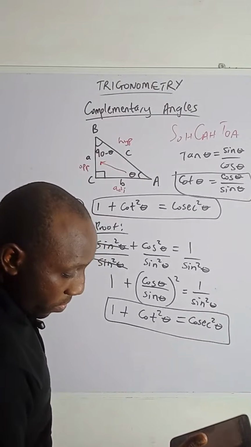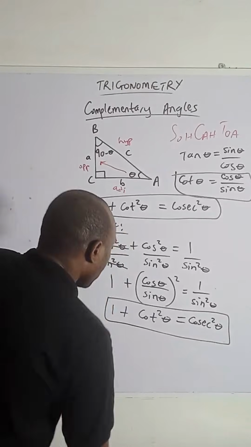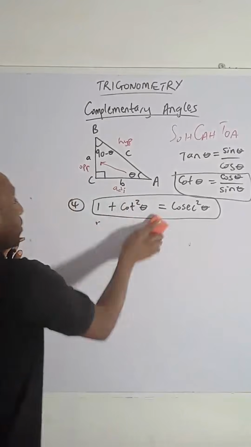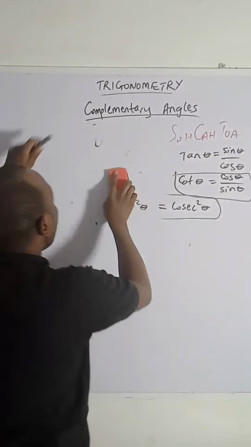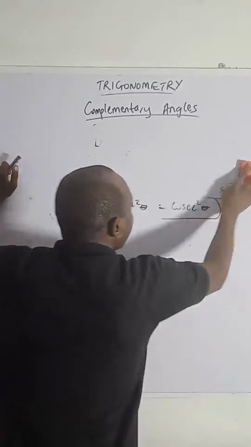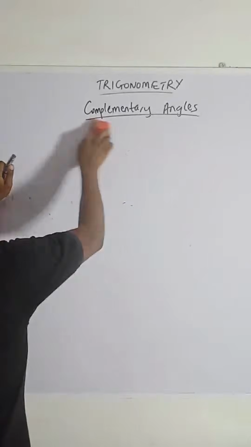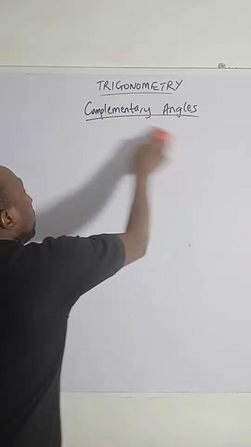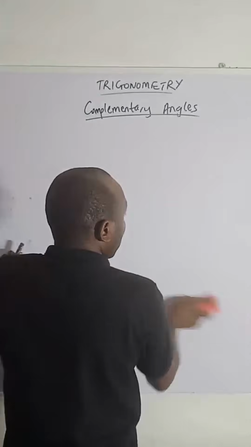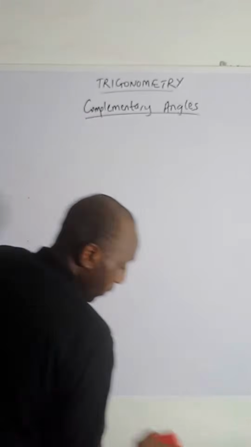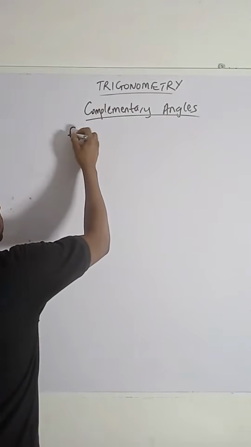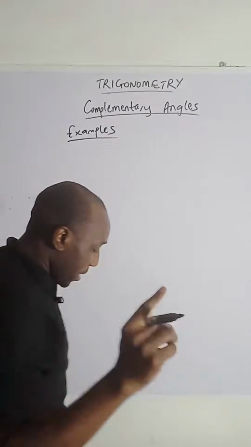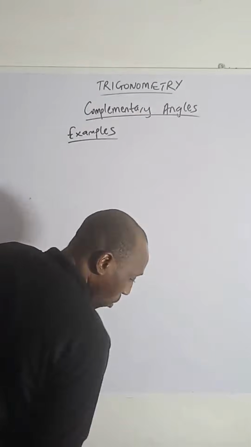Okay, which grade is this? This should be grade 10, grade 11. Oh, I should have written trigonometric identities, because all we're doing now is under trigonometric identities. Anyways, let's look at some examples. So let's do this. Examples under complementary angles. Please don't forget what we talked about under complementary angles.